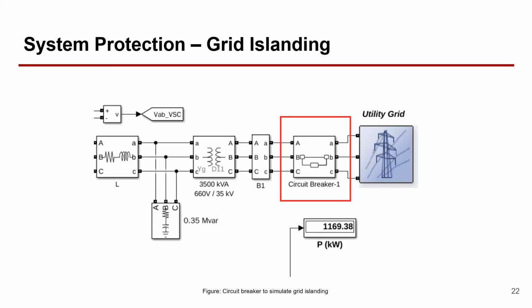Next, we investigate a grid islanding scenario. Here the grid is disconnected as a result of some major disturbances on the grid or an unexpected opening of the connecting circuit breaker. To simulate this case, the circuit breaker on the 35 kV side of the pooling transformer is opened at 1 second. This results in isolation of the grid while the PV system is still generating power.